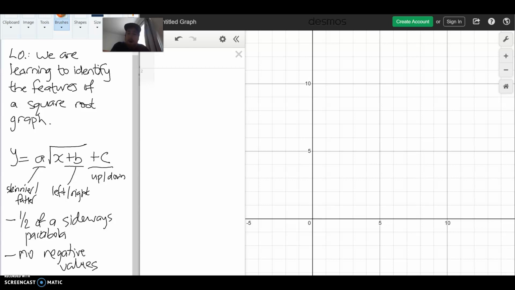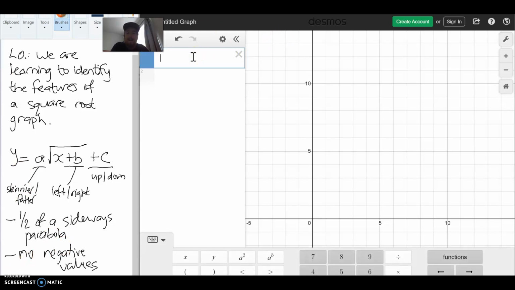Square roots, I like to call them sideways parabolas, and you'll see what that means. And typically, you can't have negative square roots. So you'll see that there'll be no negative values within our graphs as well. And that does impact the domain and the range of our graph.